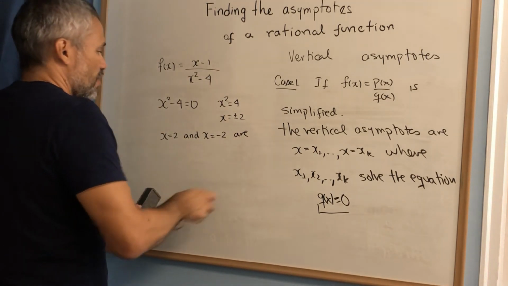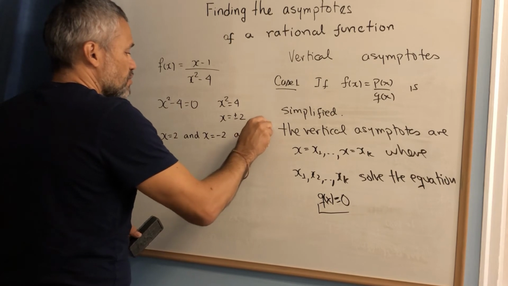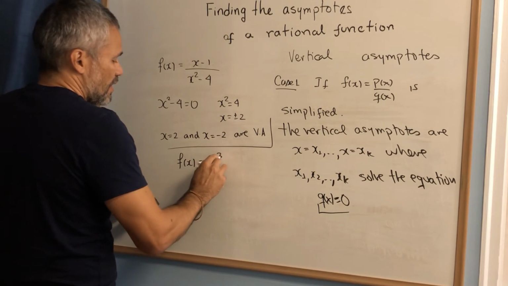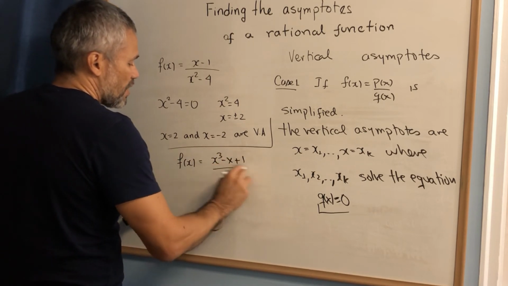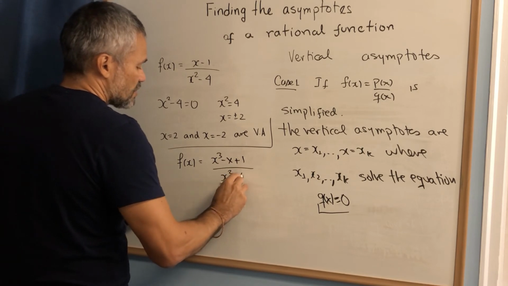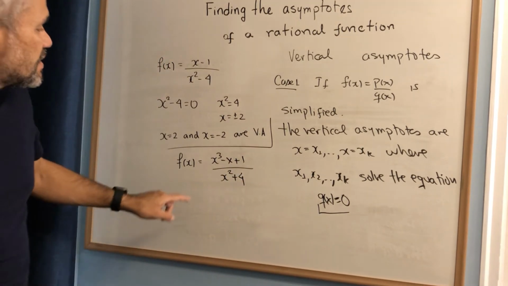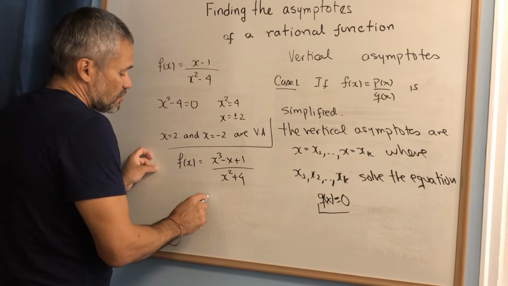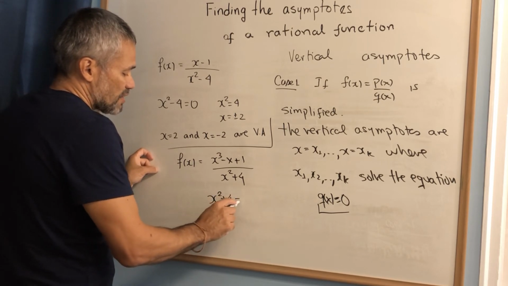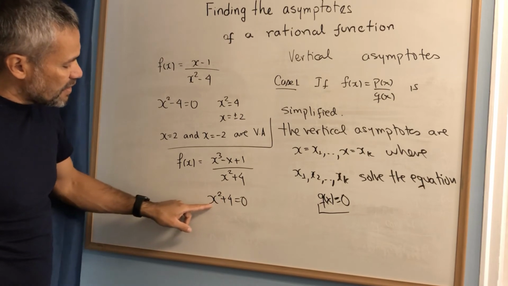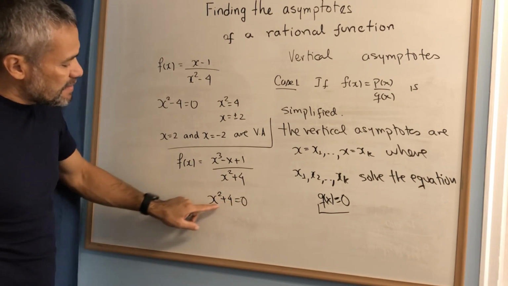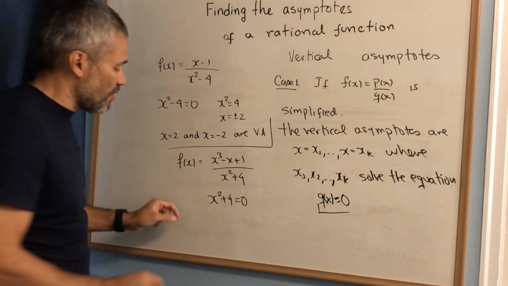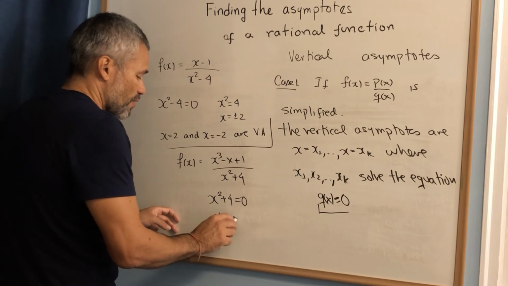Let me do another example of vertical asymptotes. If we have f of x equals x cubed minus x plus 1 over x squared plus 4. In this case, you can check that this is simplified, but to find the vertical asymptotes, I have to solve this equation, x squared plus 4 equals 0. And here we notice that for any real number, this is never true. X squared is positive or 0, plus 4 is never going to be 0. Then in this case, we have no vertical asymptotes.